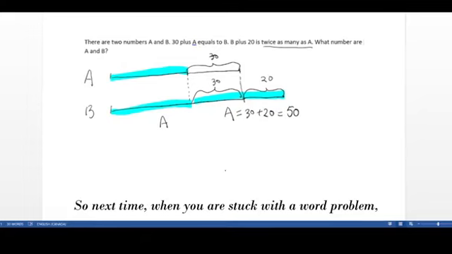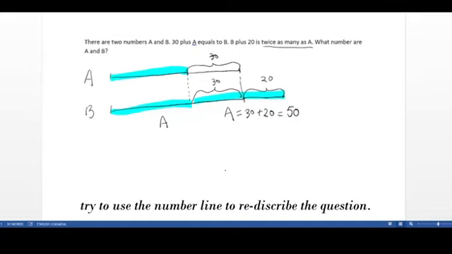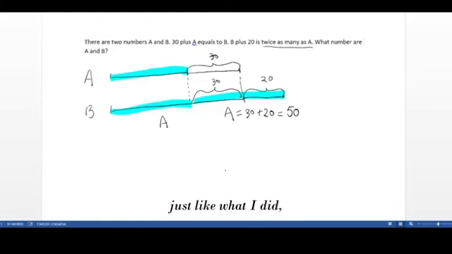So next time, when you are stuck with a word problem and get very confused, try to use the number line to re-describe the question. The chances are when you finish using the number line to re-describe the question, just like what I did, you may already find the solution yourself.